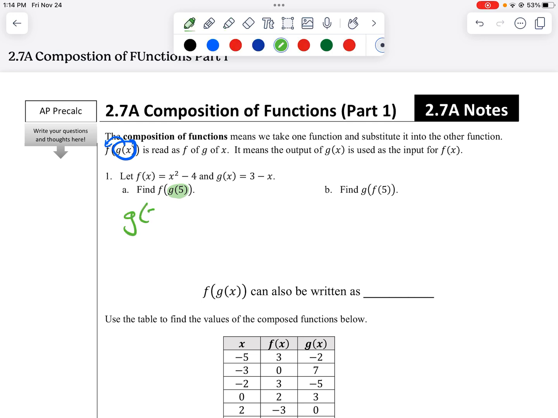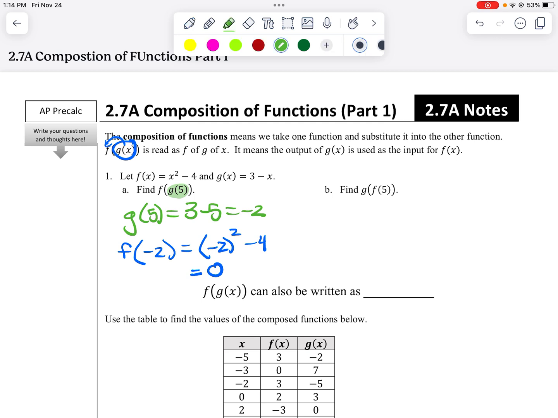So what is g of 5? Well, that's 3 minus 5, which is negative 2. So now I'm going to take that and substitute it into f. So f of negative 2. Well, that's negative 2 squared minus 4. And remember, when you square a negative, that needs to be in parentheses if you're using your calculator. So 4 minus 4 is 0.